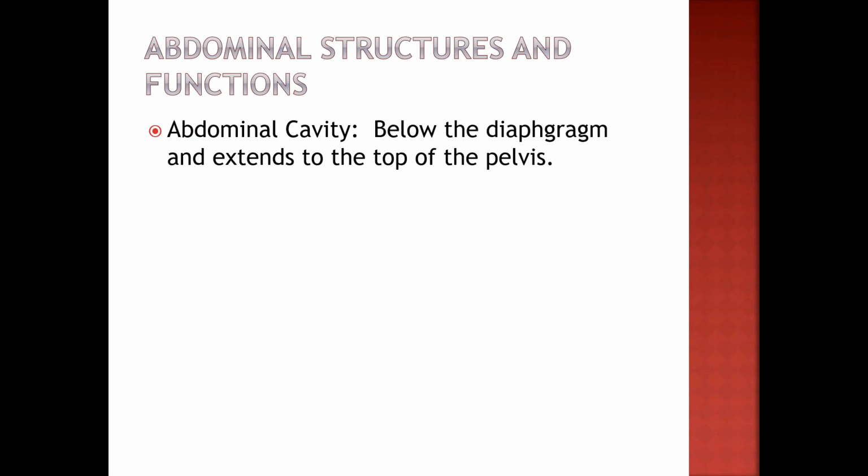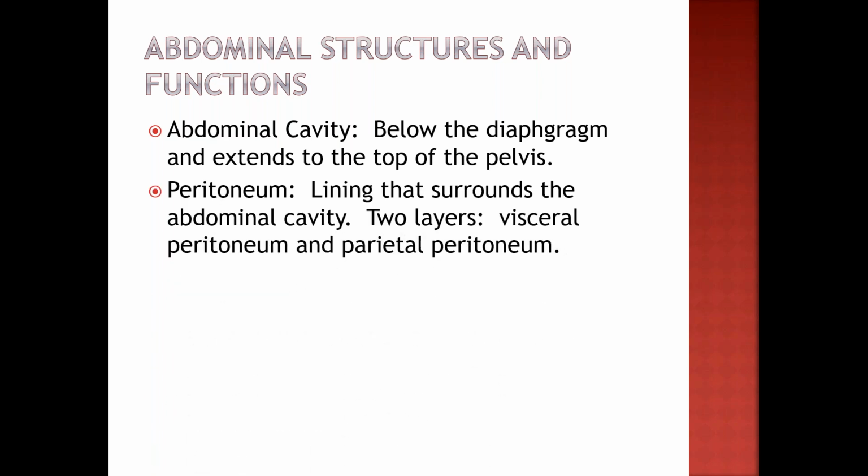So first, let's review some of the anatomy and pathophysiology of the GI system, and then also the renal system as well. So when we're looking at the abdominal cavity, which is going to be above the pelvic area and below the thoracic cavity, our peritoneum, this is going to be the lining that surrounds the abdominal cavity. So we got two layers, the visceral and the parietal.